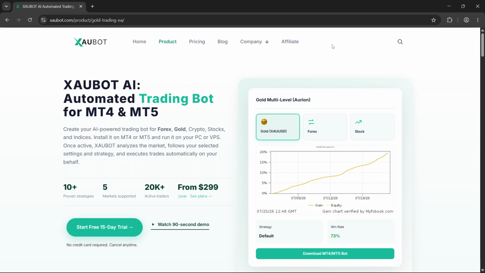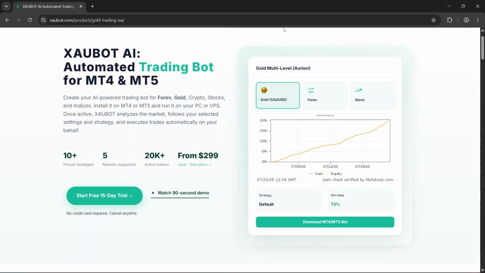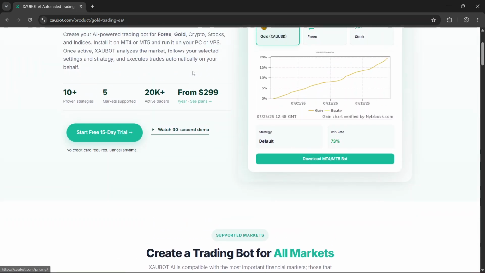Hello traders, welcome back to today's video on XAUBOT AI, specifically the gold trading version that they're pushing hard on their site. You've probably seen the ads or the MyFxBook links floating around, so let's break down what's actually on the page and what it really is under the hood.